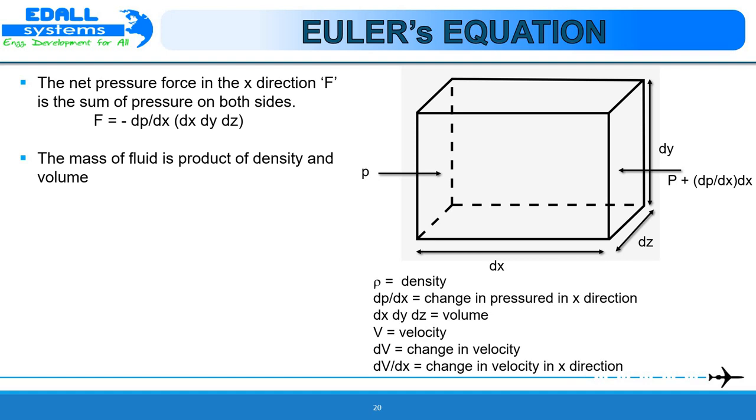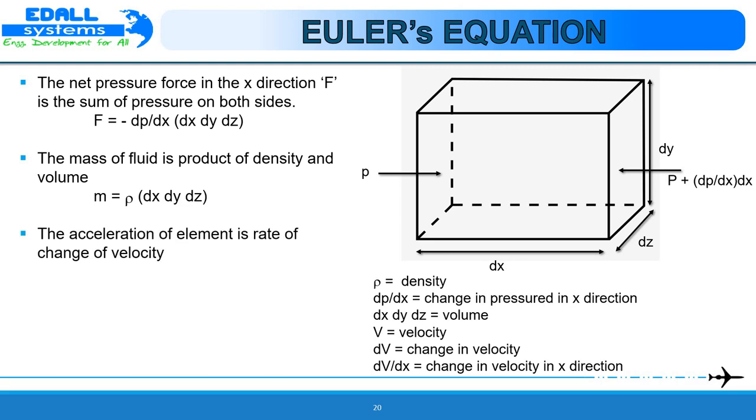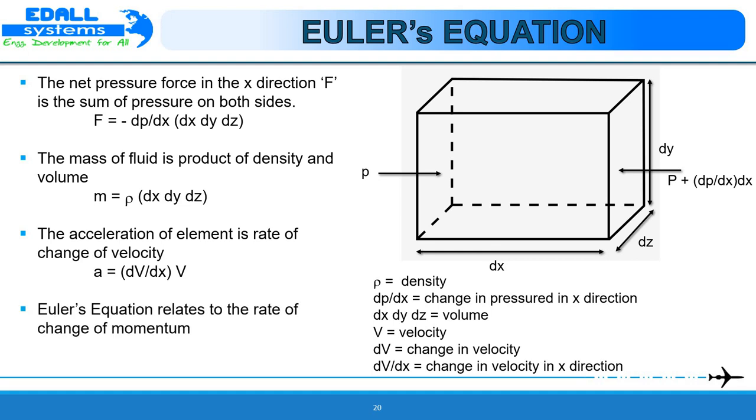The mass of the fluid element is the density ρ multiplied by the volume dx dy dz, so we get m = ρ dx dy dz. Also, the acceleration a of the fluid element is, by definition, the rate of change of velocity. So a = (dv/dx) v. Euler's equation relates to the rate of change of momentum. It is important to keep in mind the assumptions utilized in obtaining it: we neglected friction and gravitational force. Hence, when we substitute F = m a, we get dp = -ρ v dv.